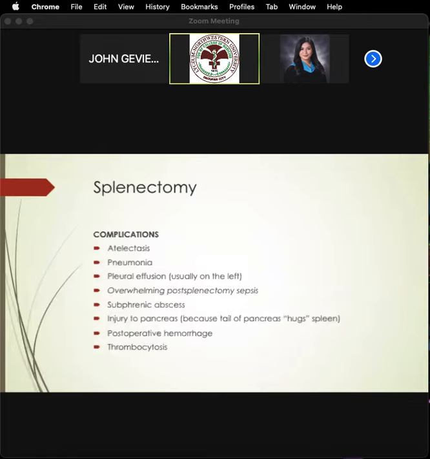Complications of splenectomy: atelectasis, because the spleen is adherent to your diaphragm. Your patient might not be breathing well, causing atelectasis. Pneumonia, pleural effusion, overwhelming post-splenectomy sepsis or infection, OPSI. This is the most popular complication of splenectomy.